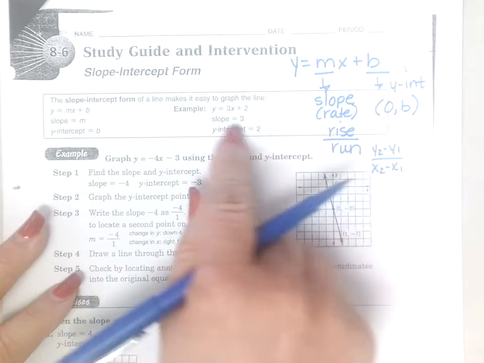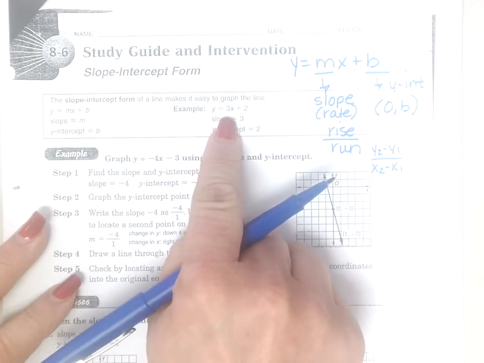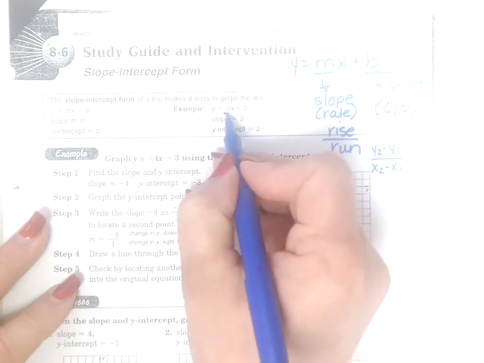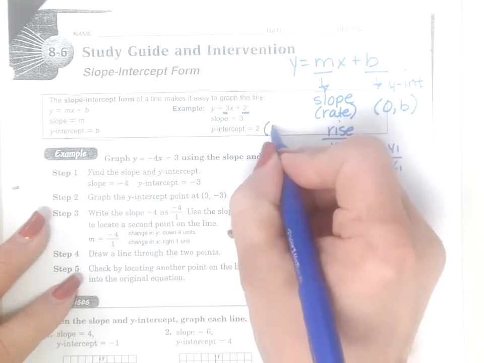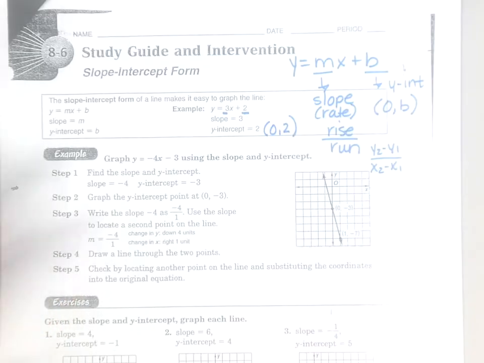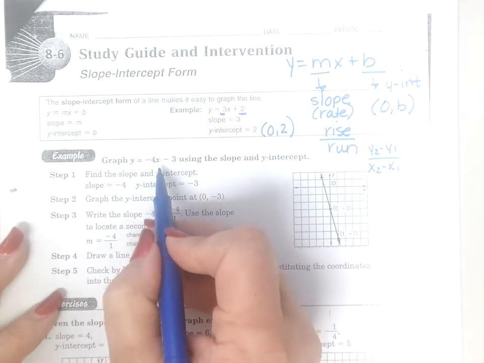So when I'm looking at an equation like y equals 3x plus 2, the 3 would be the slope, the 2 would be the y-intercept, which means that the ordered pair for the y-intercept would be (0, 2). That's the location on the graph. So they want you to graph using this.